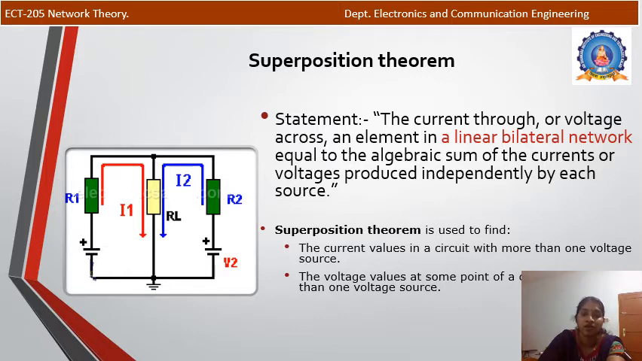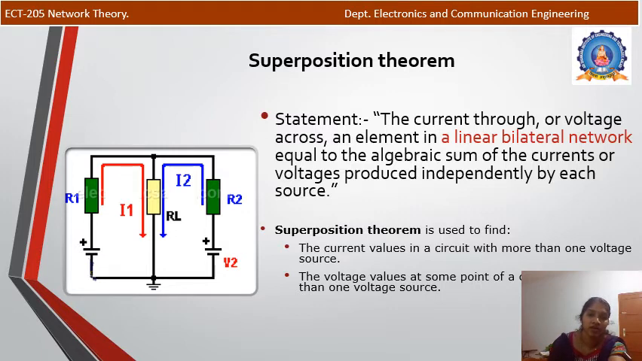Okay, so I will repeat the statement again. The current through or voltage across an element in a linear bilateral network is equal to the algebraic sum of the currents or voltages produced independently by each source. That is the superposition theorem.